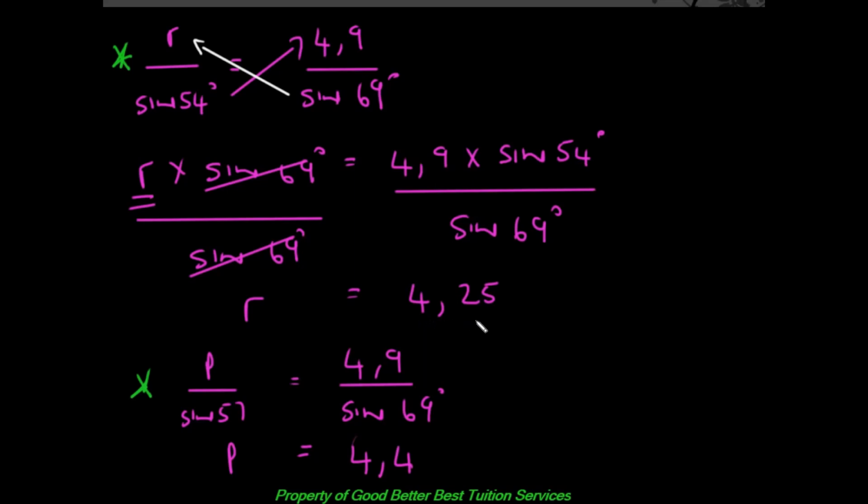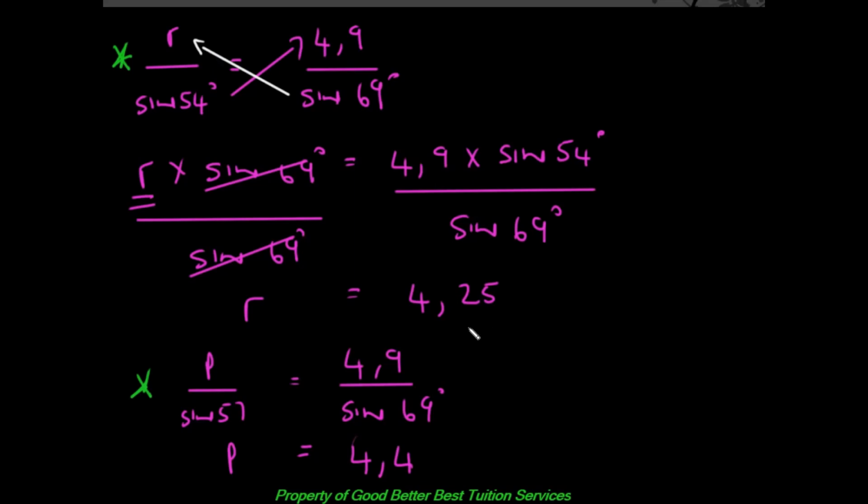Now, I want to add something. When we use the proper format, in other words, if we use the format where we are looking for a side, so we use r over sine R is equal to q over sine Q, then this process is unnecessary because, as you can see, we multiply sine 54 by 4,9 and then we divide by sine 69 again. So the cross multiplication process is unnecessary if you use the proper format. However, if you don't, you'll need to cross multiply.